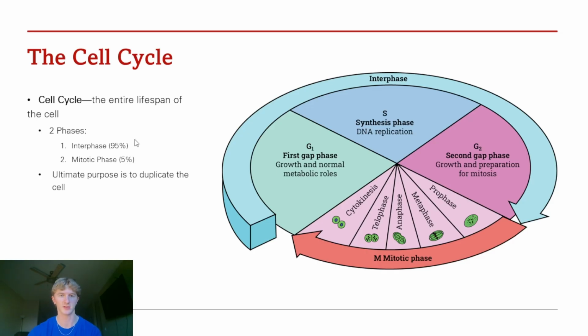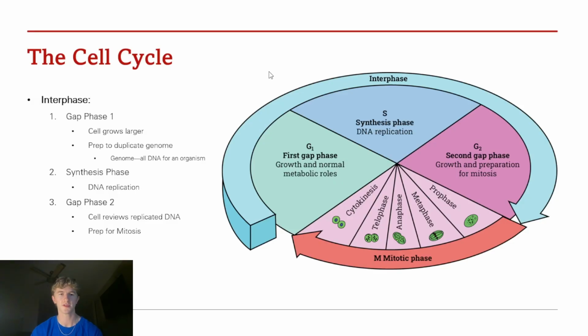So interphase, again, is going to be taking up the most time, as you can see from this diagram. This isn't really greatly drawn to scale. Obviously, it kind of looks like a 75-25 split here, when in reality, this blue arrow should cover just about the entire circle. And the ultimate purpose of the cell cycle is to duplicate the cell, right? So we're going to be talking about how interphase basically prepares the cell to replicate itself, and then mitotic phase is where that replication actually occurs.